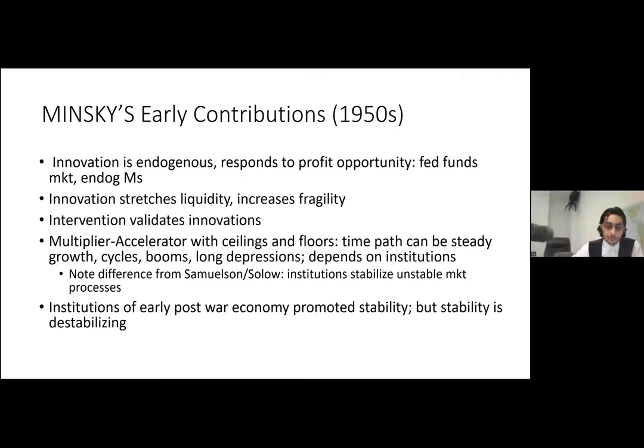Institutional constraints put ceilings and floors on income. So that is the big government. That's the fiscal policy, which puts ceilings and floors on income. Minsky talks about the income and employment effect. That's basically the multiplier. So government spending has a multiplier attached to it. If government increases its spending, that has a multiplier impact on total spending.